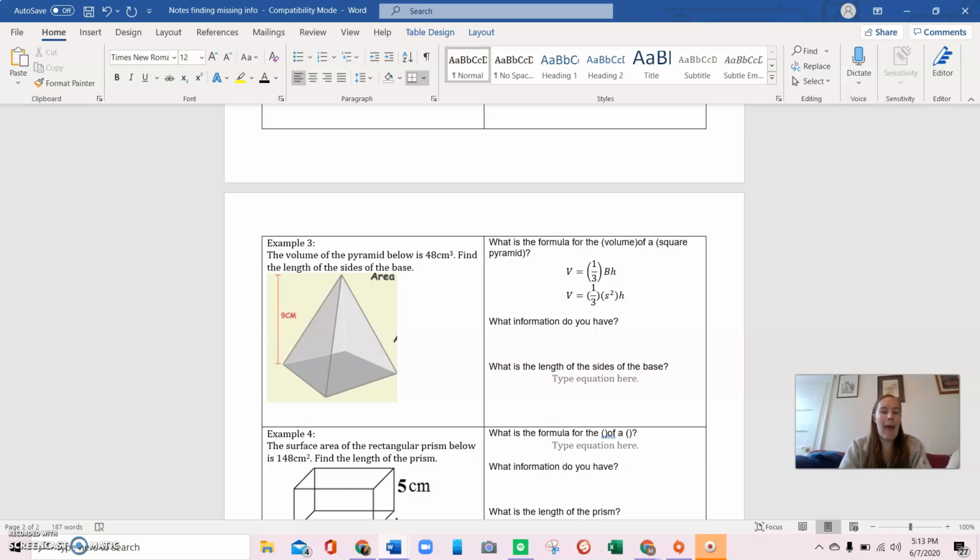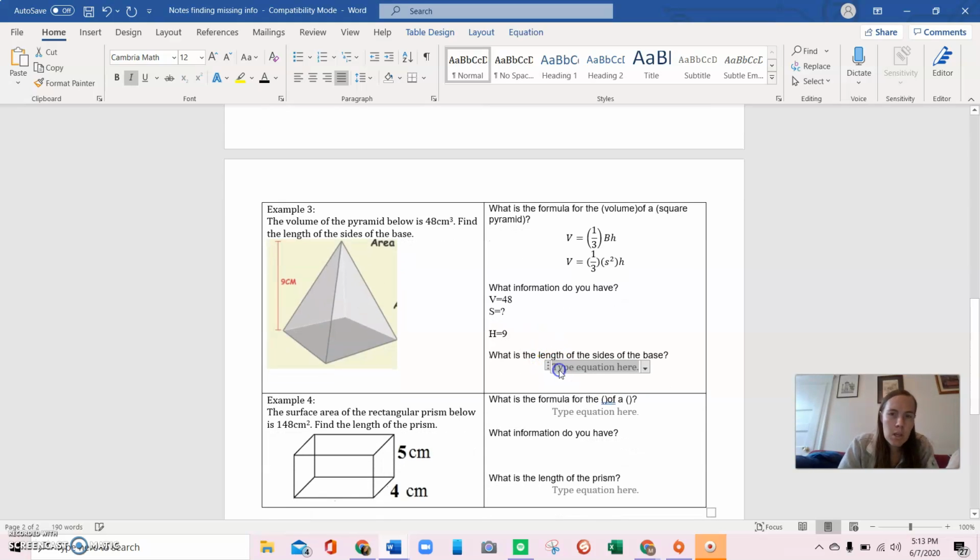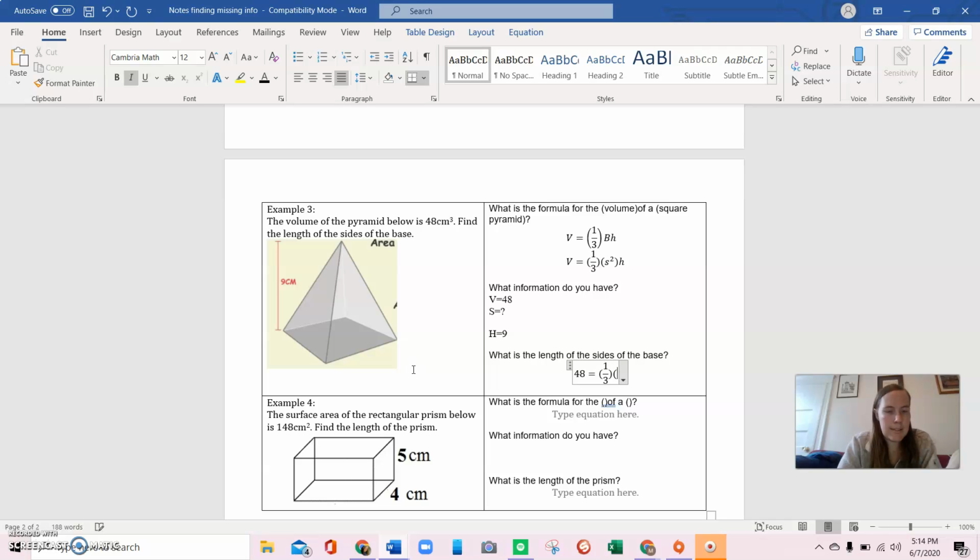So what information do I have? I'm looking at my V, I'm looking at my S, I'm looking at my H. H, not G. So volume, I look over here, what's my volume? 48. Sides, looking for my sides. I don't know, that's what I'm trying to figure out. And then height? 9. So I just plug everything in. So I have 48 equals 1/3 sides squared, because I don't know what my sides are, times 9.